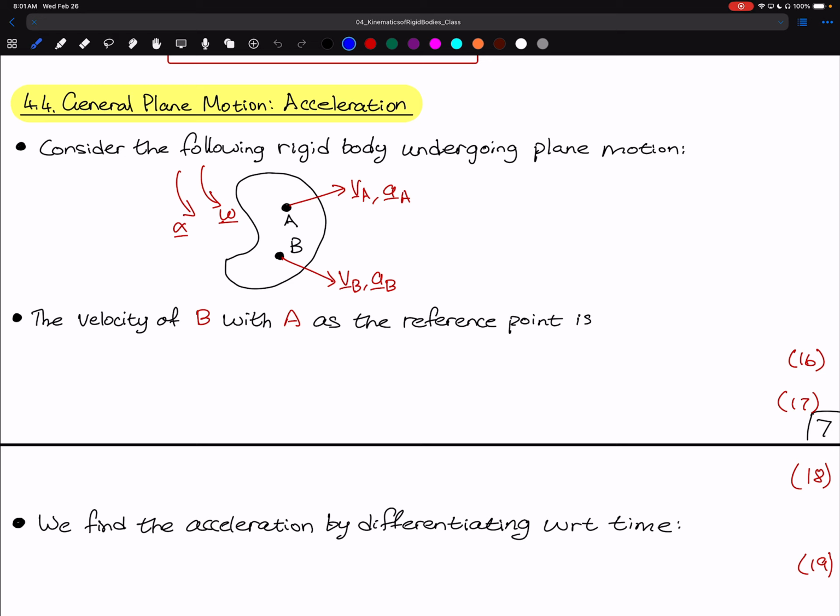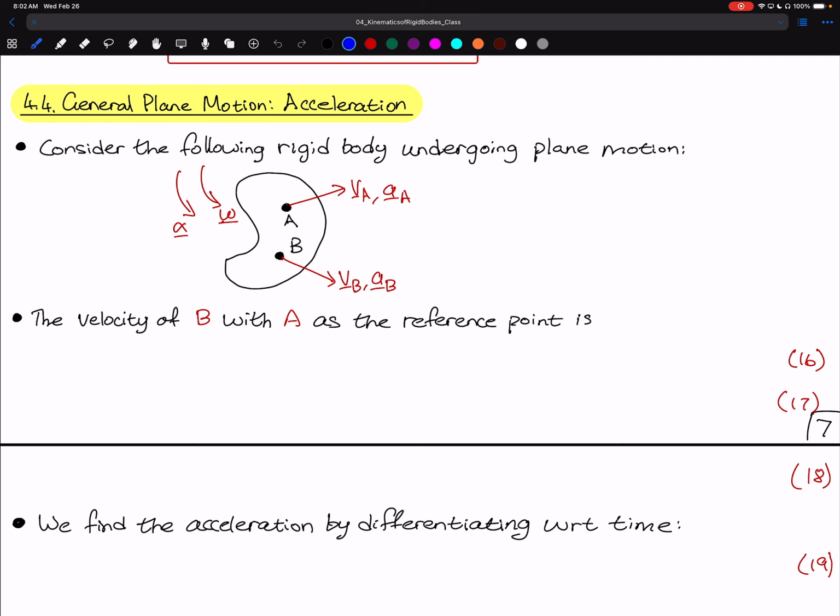So we're just going to consider a generic rigid body undergoing plane motion. In this case, we have 2 points, A and B. I've drawn their velocity and acceleration vectors. Generally, the velocity and acceleration vectors are not in the same direction, but I just drew one arrow for each of these. And then also we have both an angular velocity, omega, and an angular acceleration, alpha, as shown here.